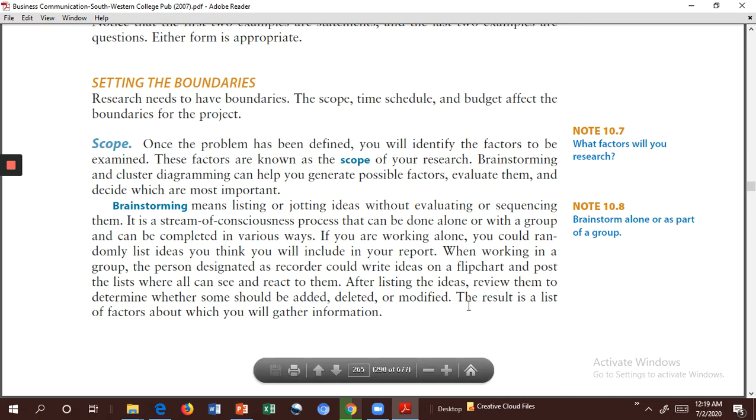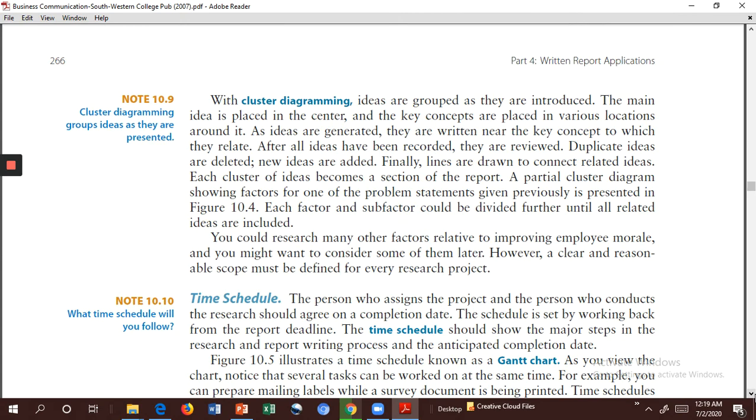So that means it's not just that you have jotted down the ideas. You have to evaluate those ideas, and then after weighing all of them, you have to decide on the ones which you believe are important.